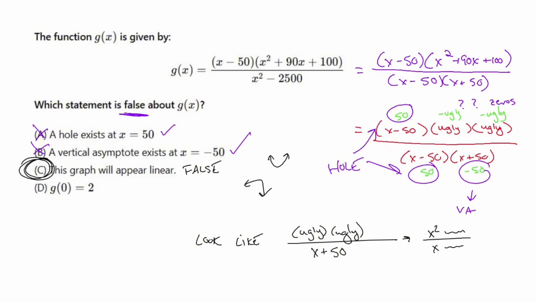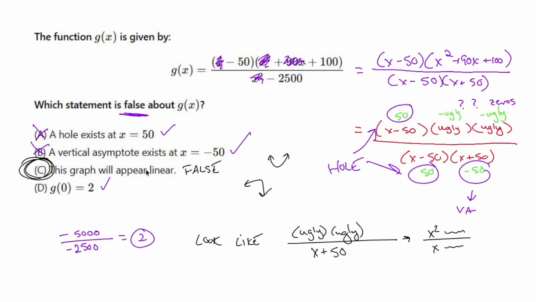Okay, now if you're wondering g of 0 equals 2, what does that mean? Well, that means if I were to plug in 0, would I get 2? Well, let's find out by doing very quick math. If I plug in 0, you would go away, you would go away, you would go away. So I would be left with negative 50 times 100, which is negative 5,000, over negative 2,500. Negative divided by a negative is a positive. 5,000 over 2,500 is 2. So you are a true statement.